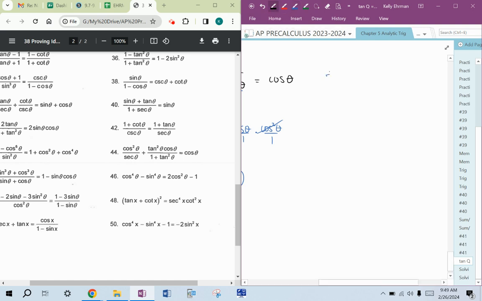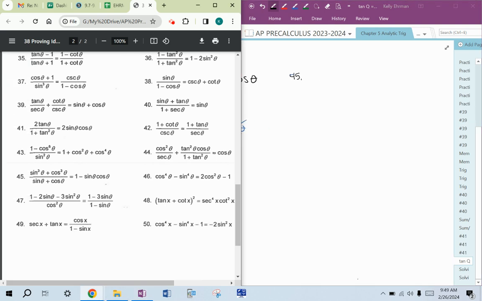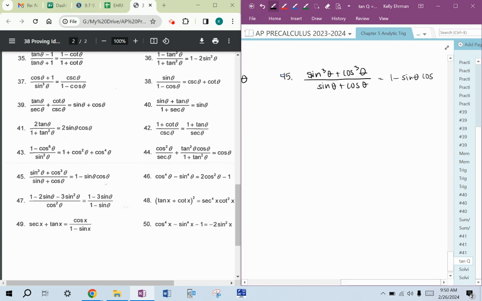Number 45. So 45 is sine to the 3rd theta plus cosine to the 3rd theta. I think we had this on another worksheet. Over sine theta plus cosine theta is going to get us all the way down to, what is this? 1 minus sine theta cosine theta.